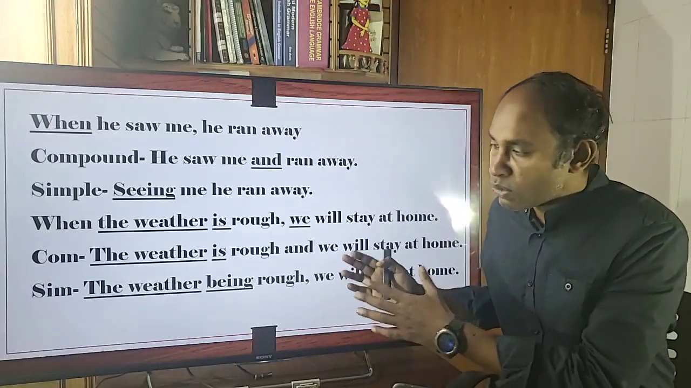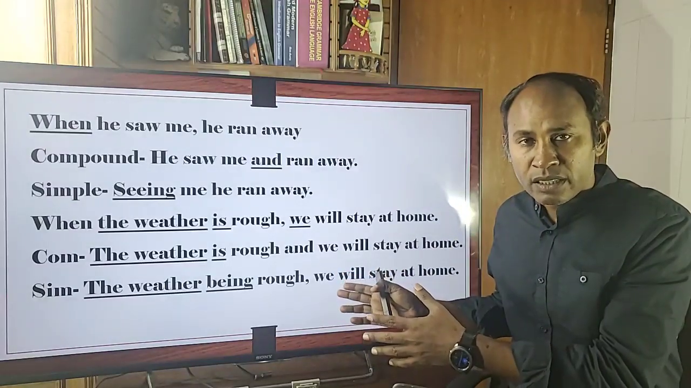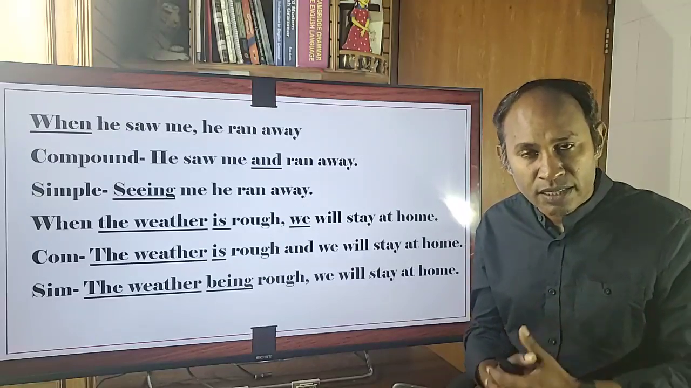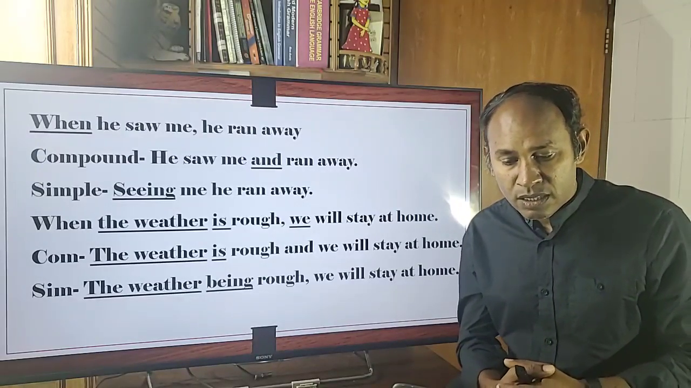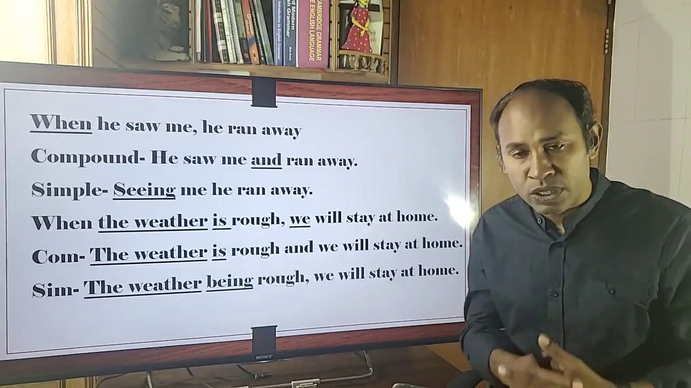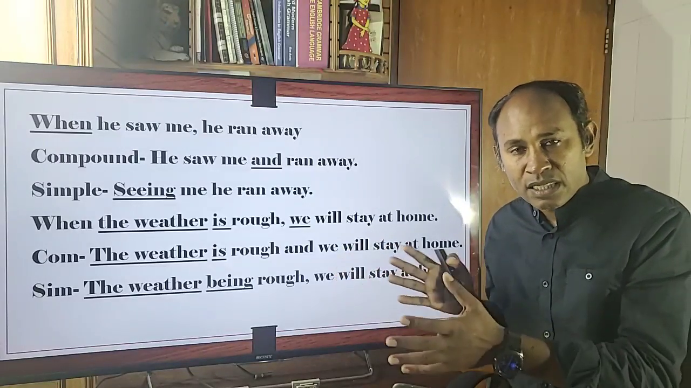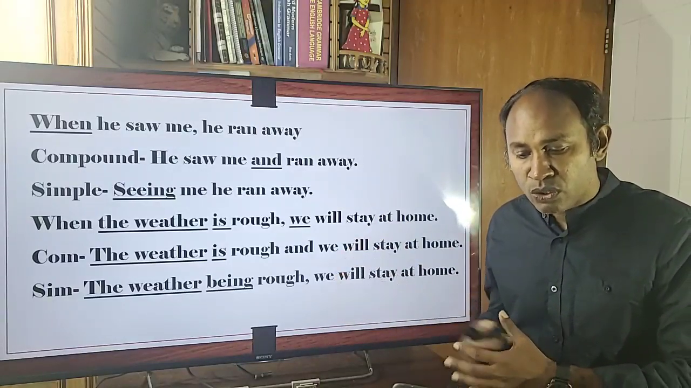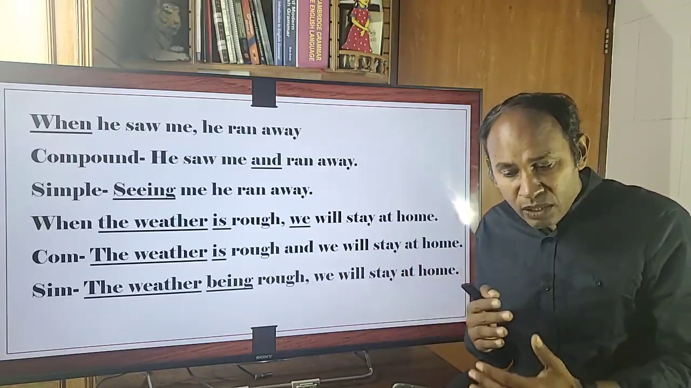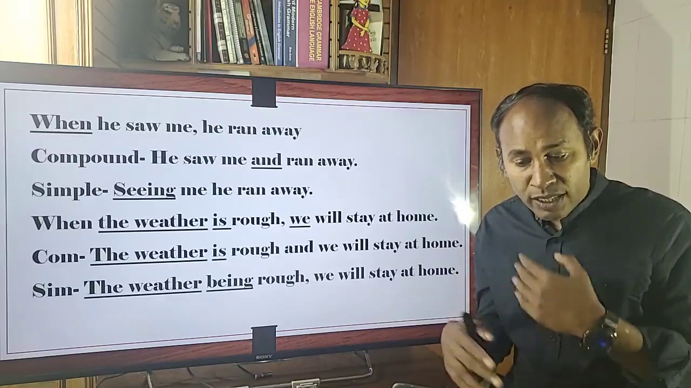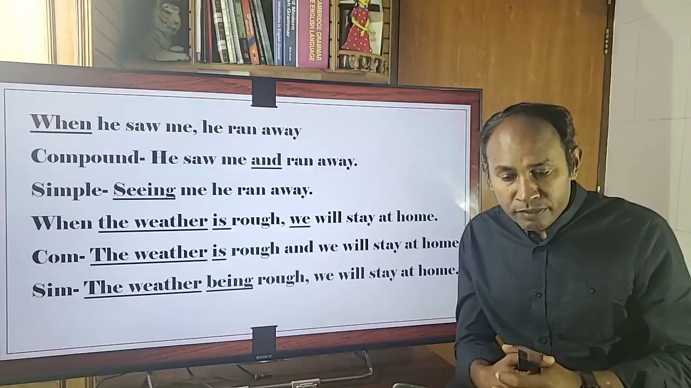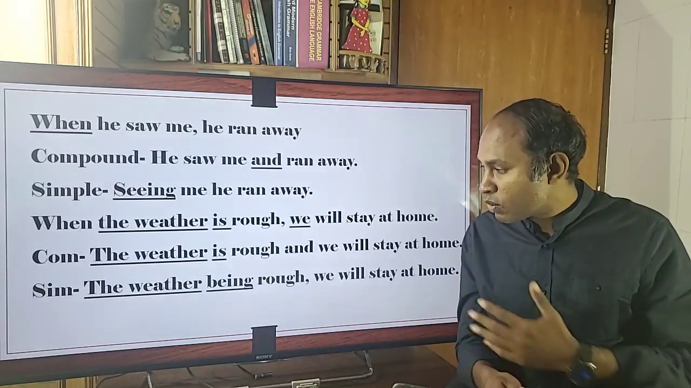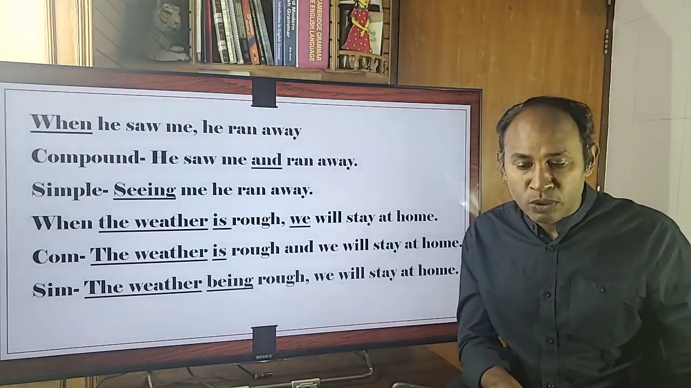So simple. We actually did this example a little earlier, right? There we put "because of the weather being rough," because there it was since or as, it was since, that is why we put "because of." But this time look, there are two incidents. Here there is no as, since or because. So when there is an incident with "when," then it will not be "the weather is rough" but "the weather being rough." Please correct your answer. The weather being rough. So the answer will be: the weather being rough, we will stay at home.